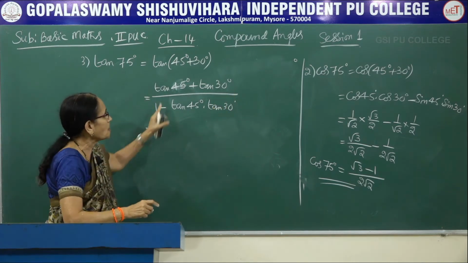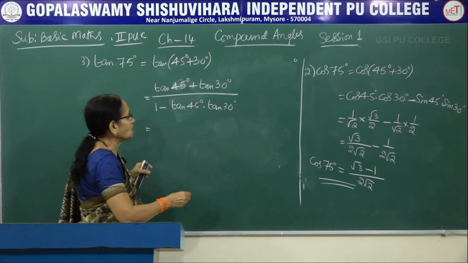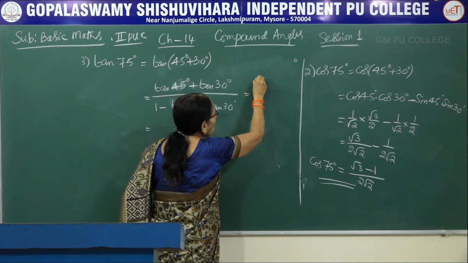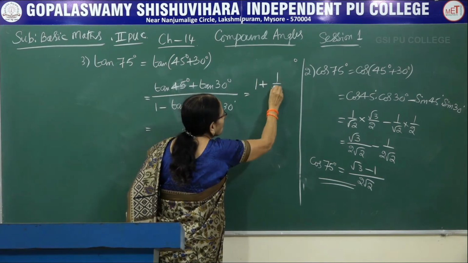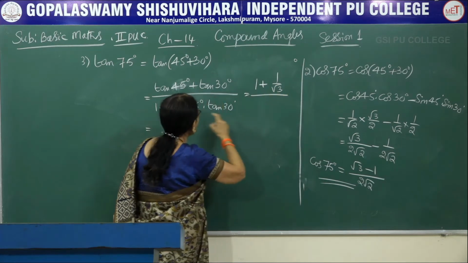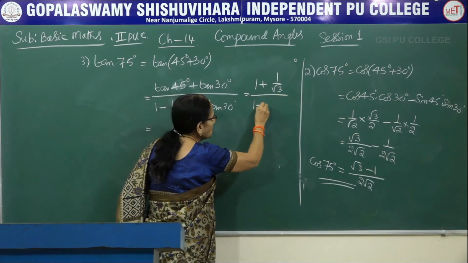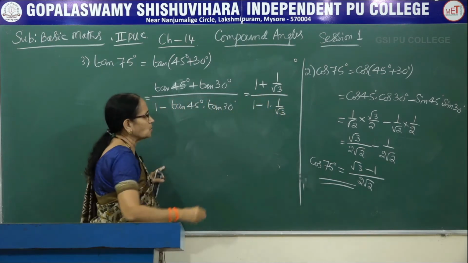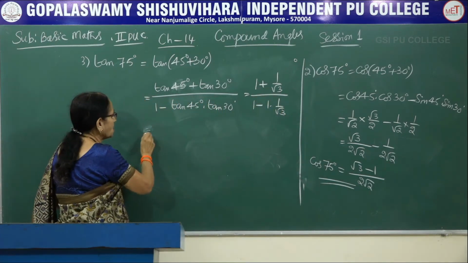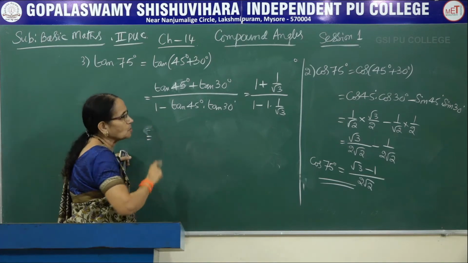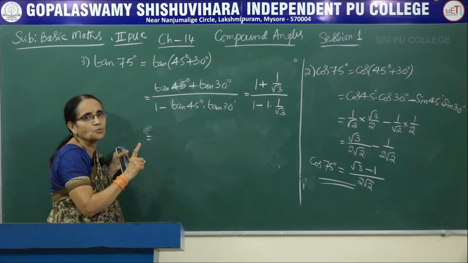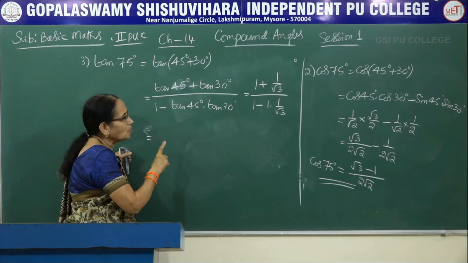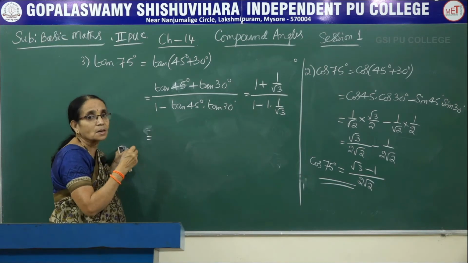Now, you observe that again all of them are standard values. What is tan 45? 1, tan 30, 1 by root 3. Denominator 1 minus 1 into 1 by root 3, same values. Now, the numerator is 1 plus 1 by root 3. That is the sum of the two fractions. Denominator 1 minus 1 by root 3, that is the difference.